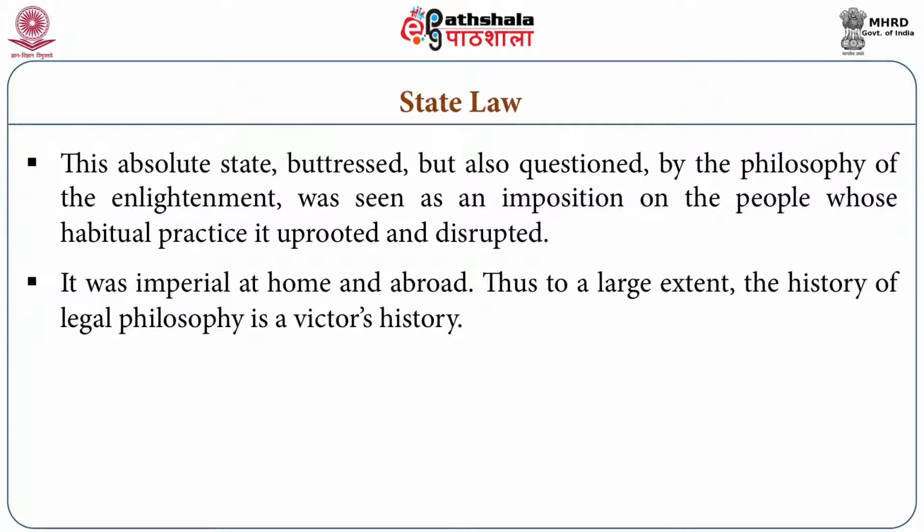This increasingly absolute state was buttressed or supported as well as criticized by the philosophy of the Enlightenment. It was also seen as an imposition on the ordinary people by the state apparatus, elites, monarchs, subsequently noblemen and bureaucrats. That means that, contrary to how we usually see it, that the modern state has been hegemonic and imperial outside of Europe, legal anthropologists actually believe that the modern state was also imperial and colonizing, self-colonizing within Europe. It was imperial at home and abroad.